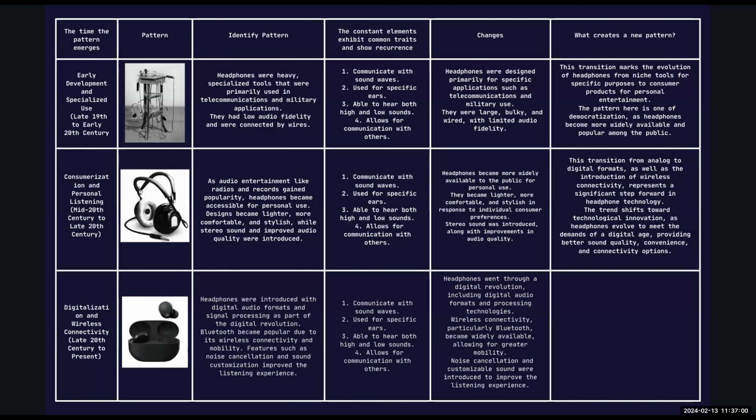From pattern A to pattern B, the transition makes the evolution of headphones from niche tools for specific purposes to consumer products for personal entertainment. The pattern here is one of democratization, as headphones became more widely available and popular among the public.